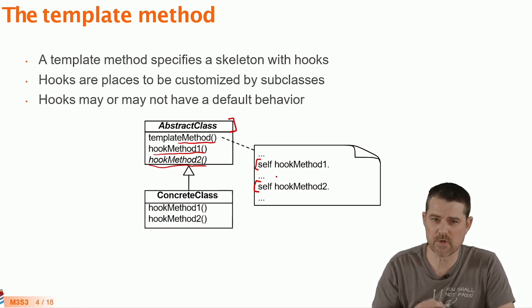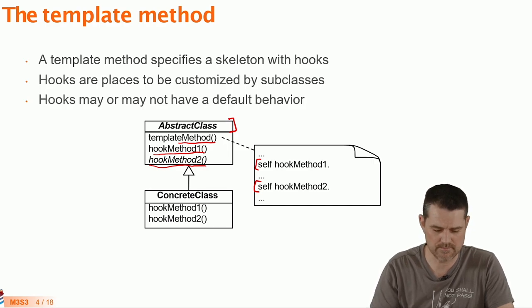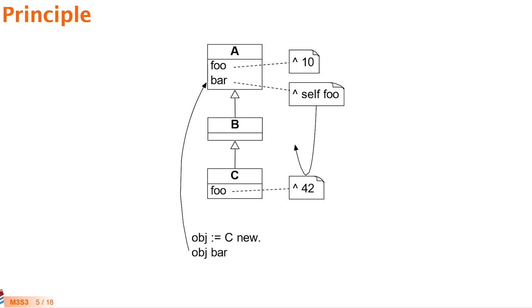And self-send messages, we already saw it in a previous lecture, they are hooks, places where subclasses can inject variation by redefining those methods. So this is the example that we already discussed. If I send the bar message to obj, and obj is an instance of the class C, it means that it will correctly return 42, because bar is a kind of template method, foo is a hook, and it has been redefined in the C class.